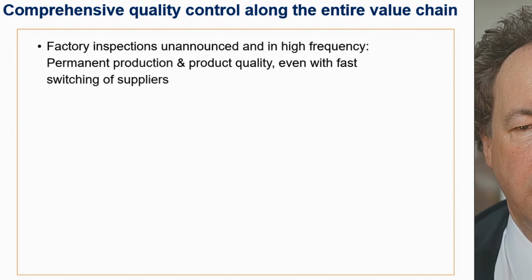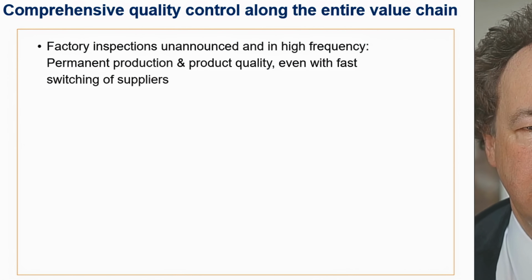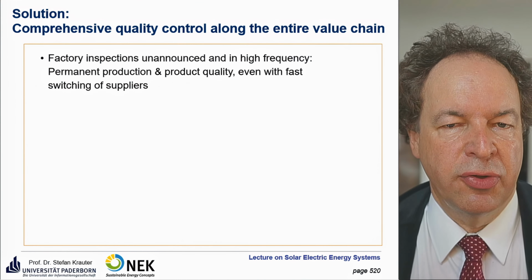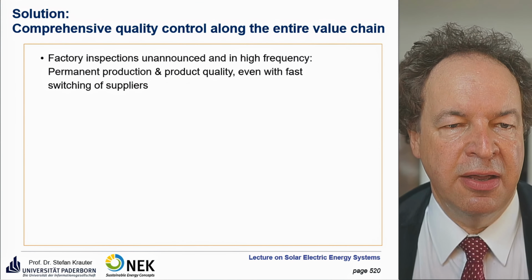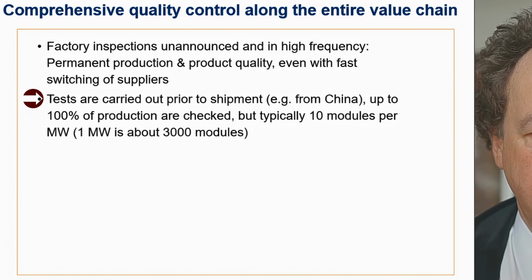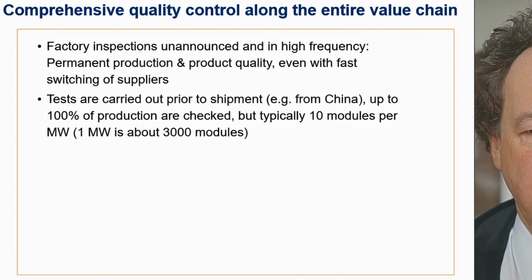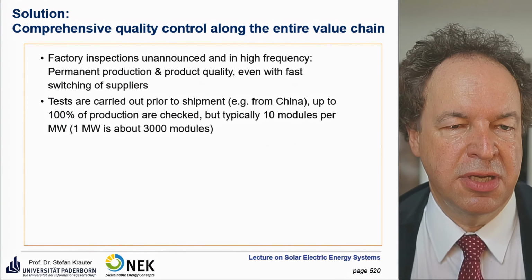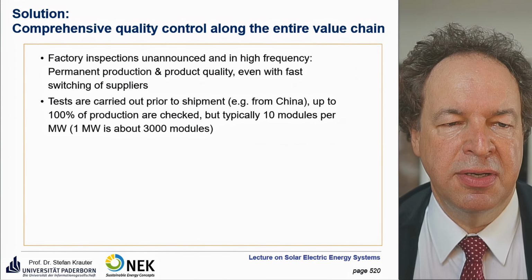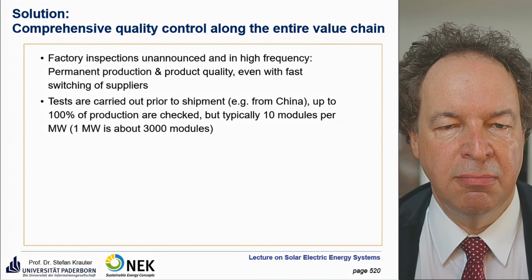As I mentioned already, often the duration of lamination is shortened in order to increase the throughput of a factory and so on. So you want to avoid this, and therefore you have to check unannounced at a high frequency. Also, additional tests can be carried out before shipment, for example, in China, to have a small lab there and check for some customers. For example, the Japanese are really interested, so they even check the whole production, every single module.